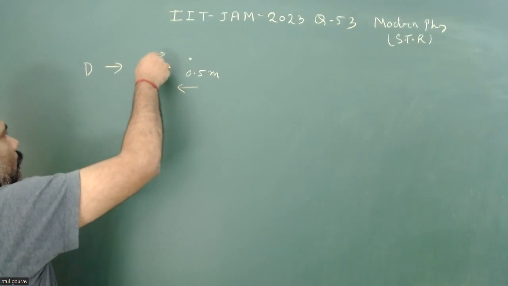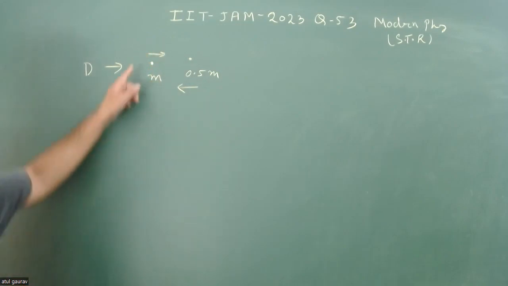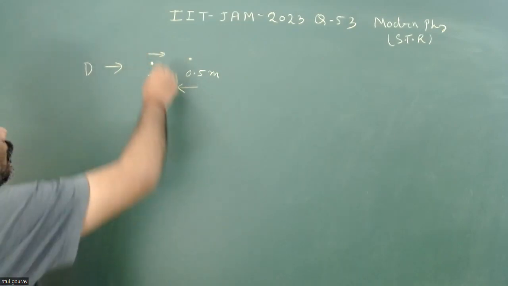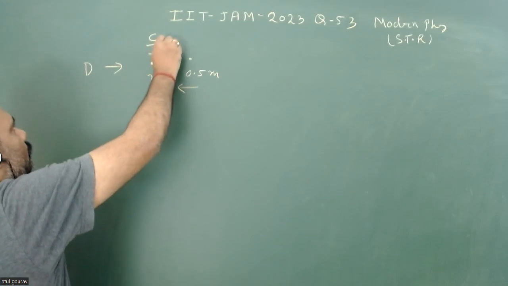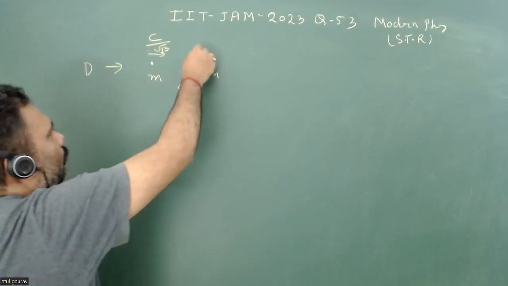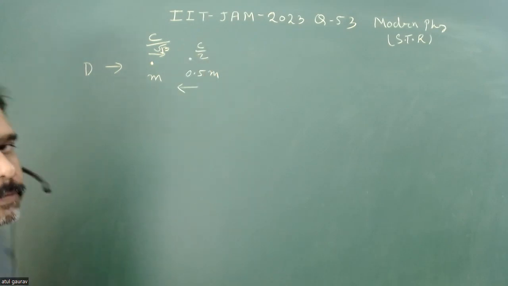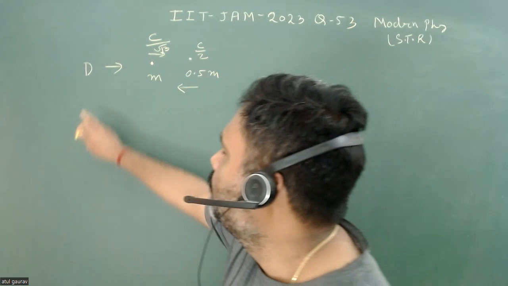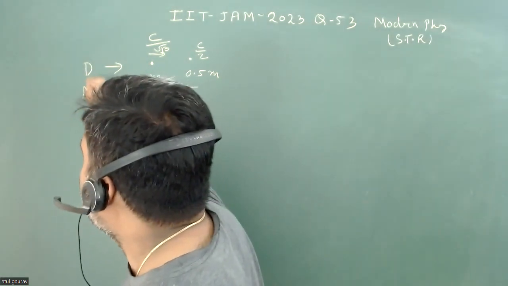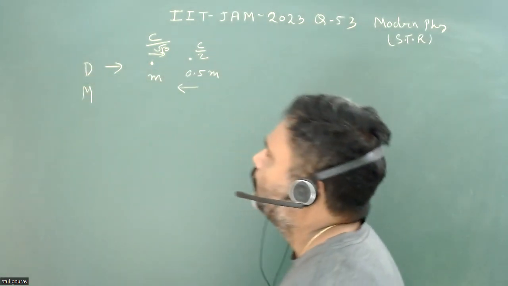First, the particle whose rest mass is m is moving with the speed c upon root 13, and the other is moving with the speed c upon 2. What we have to do is calculate the rest mass of the detector. So let us assume the rest mass of the detector is M.